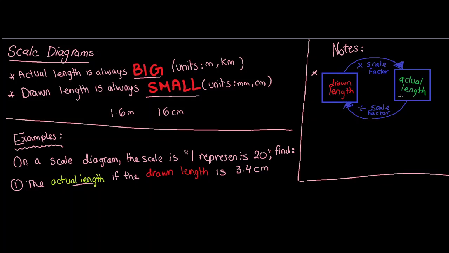We can calculate the actual length by multiplying the drawn length by the scale factor. And we can also calculate the drawn length by using the actual length and dividing it by the scale factor. We can start here with a few examples and we will use the relationship that we have established here for the next examples.